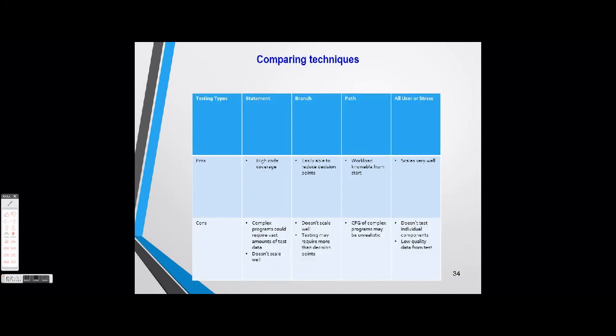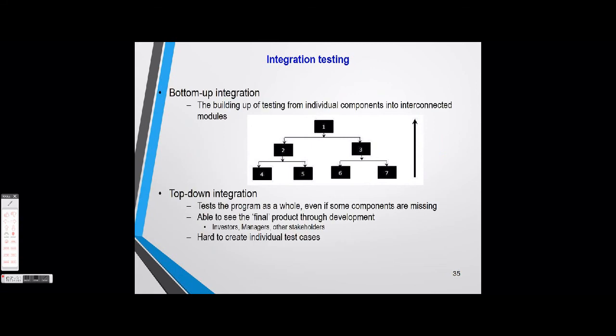So comparing the techniques, the main thing to take away here is that statement and branch testing in particular are not able to scale very well. They try to test every individual component, such that any even moderately complex software is just going to have too many statements and too many branch decision points for that to really be tenable. User testing is really the only one that scales very well, which is, I think, why it's used in large distributed systems.